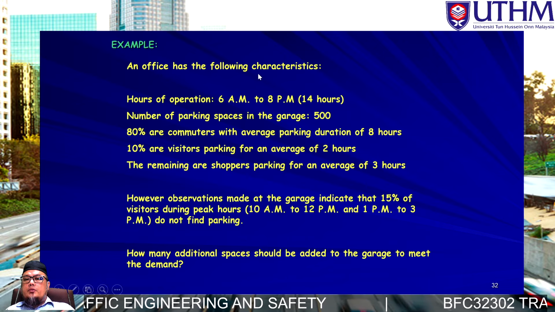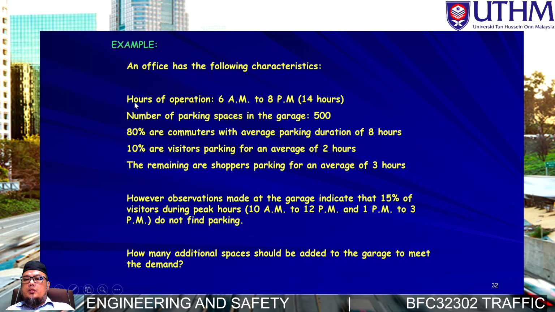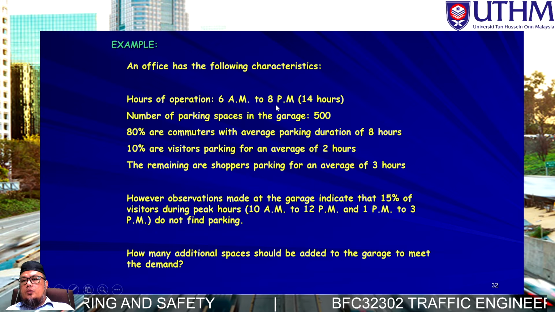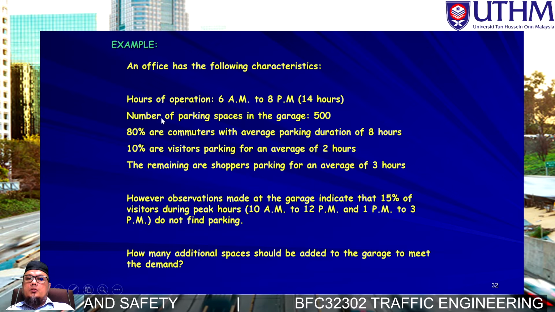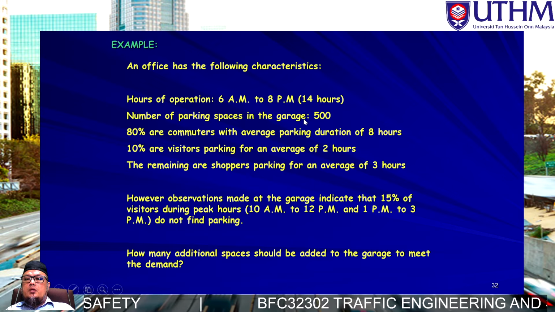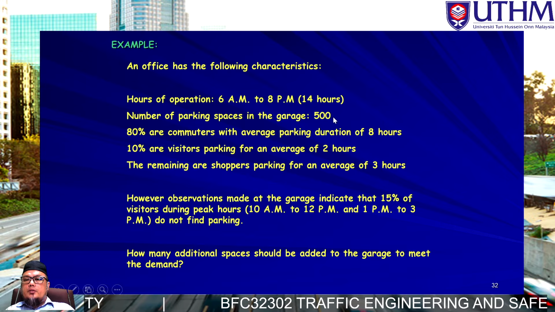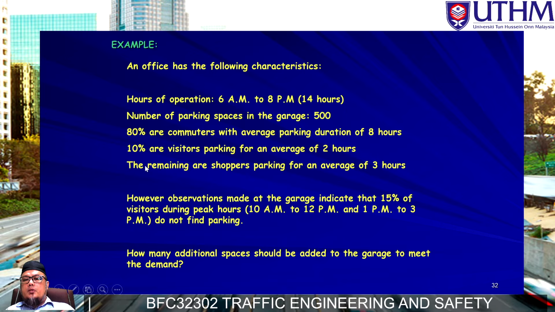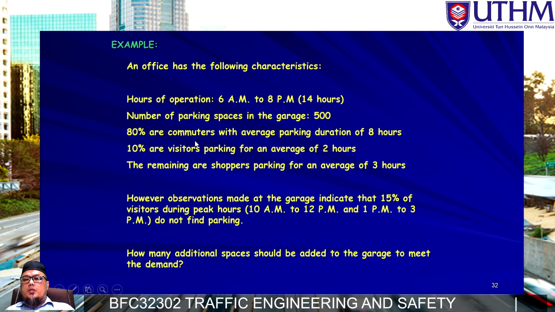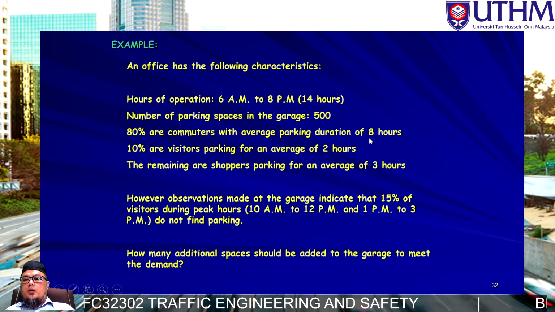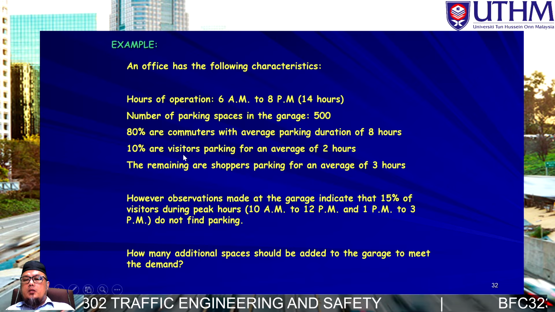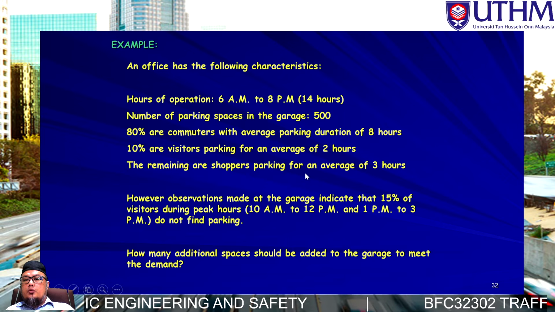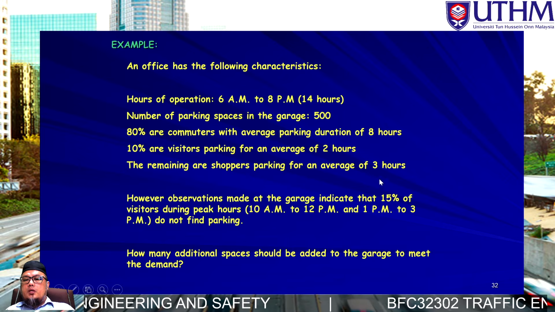An office has the following characteristics: the duration of operation is 6 a.m. to 8 p.m., which is 14 hours, quite long operation hours. The number of parking spaces in the garage is 500, a very large parking area. For the types of parkers, 80% are commuters, parking 8 hours. 10% are visitors, parking 2 hours, and the remaining are shoppers, parking an average of 3 hours.